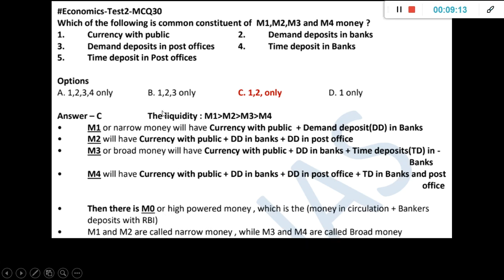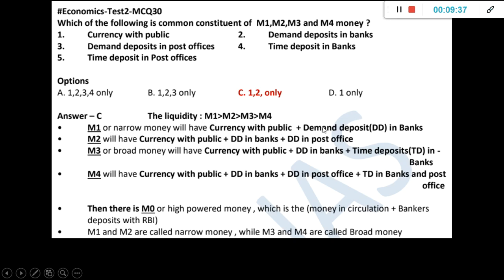Now, liquidity: M1 is greater than M2 greater than M3 greater than M4, meaning M1 will have the highest liquidity. As you go towards M4, the liquidity reduces. Liquidity means how much is cash, how easily exchangeable it is. So M4 will be the least exchangeable and M1 the most exchangeable, the most liquid.